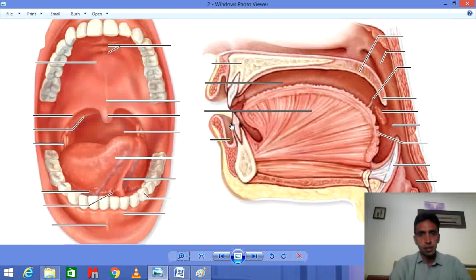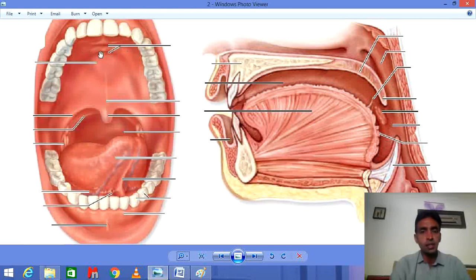Now these are the various types of teeth. I am going to explain them later. But after teeth, on the upper side of the oral cavity, you can see this portion. This is called the hard palate. You can touch your hard palate with the help of your tongue.